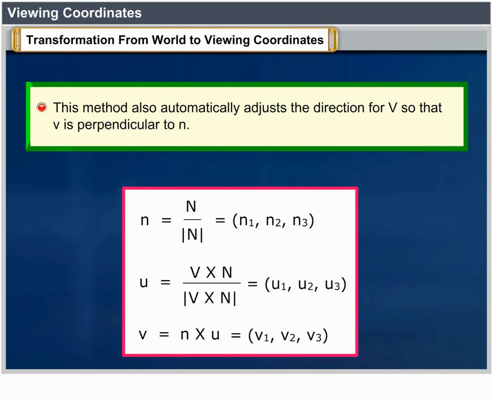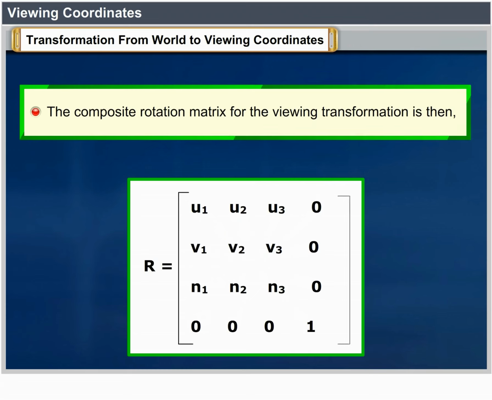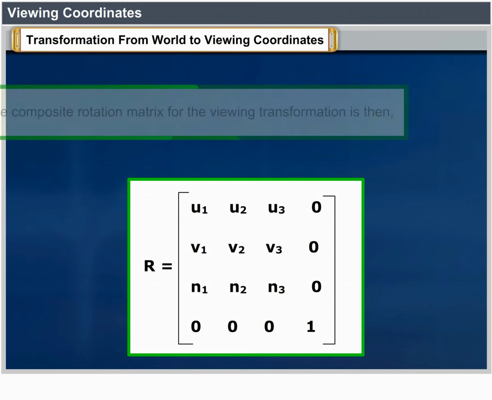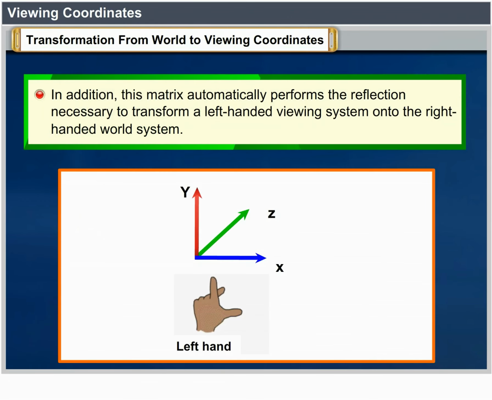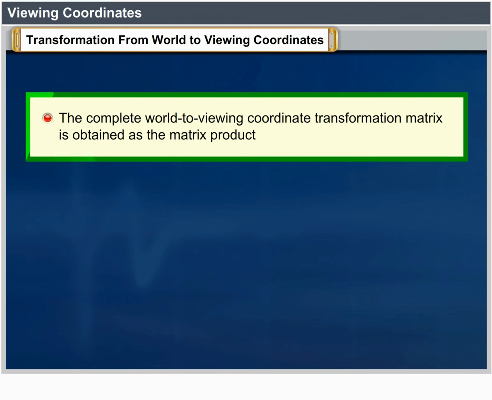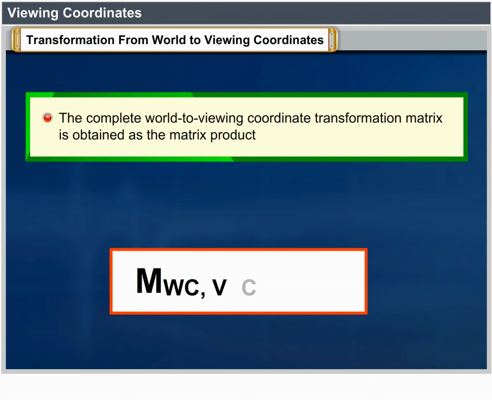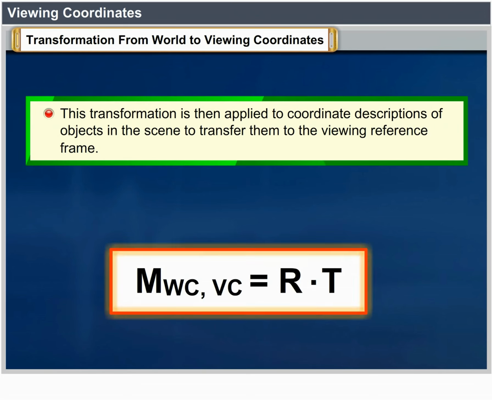The composite rotation matrix for the viewing transformation is then the matrix R shown here, which transforms u onto the world xw axis, v onto the yw axis, and n onto the zw axis. In addition, this matrix automatically performs the reflection necessary to transform a left-handed viewing system onto a right-handed world system. The complete world-to-viewing coordinate transformation matrix is obtained as a matrix product M_WC,VC = R·T. This transformation is then applied to coordinate descriptions of objects in the scene to transfer them to the viewing reference frame.